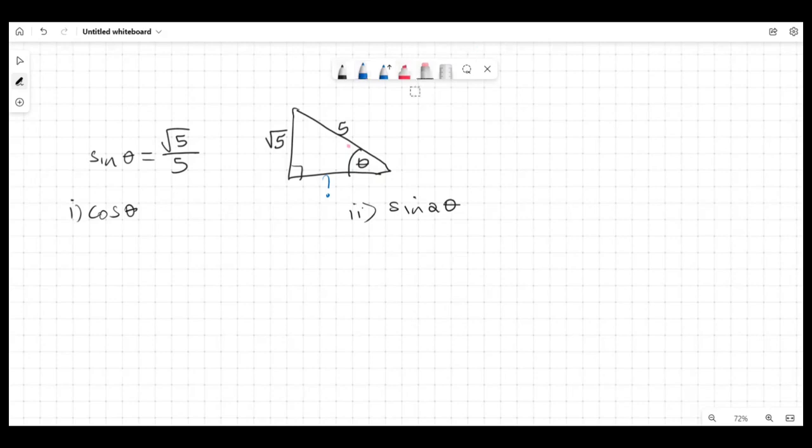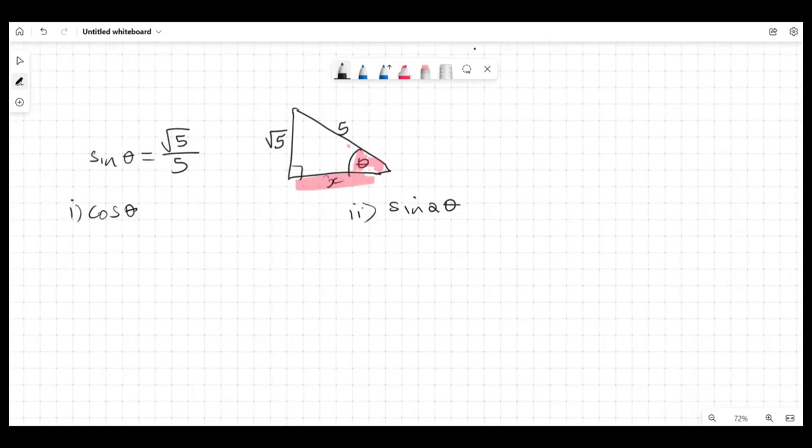Then I'm able to know what the cosine of the angle is, because I am stuck at that angle. So because I'm stuck at this angle, I can't do anything about cosine unless I know what this side is. So Pythagoras theorem will help us to find that. Let us say I'll call this side x.